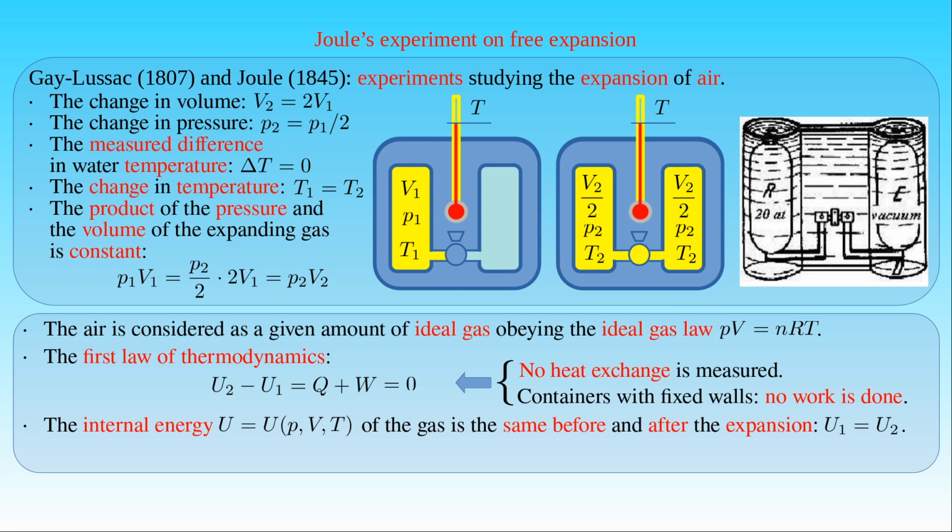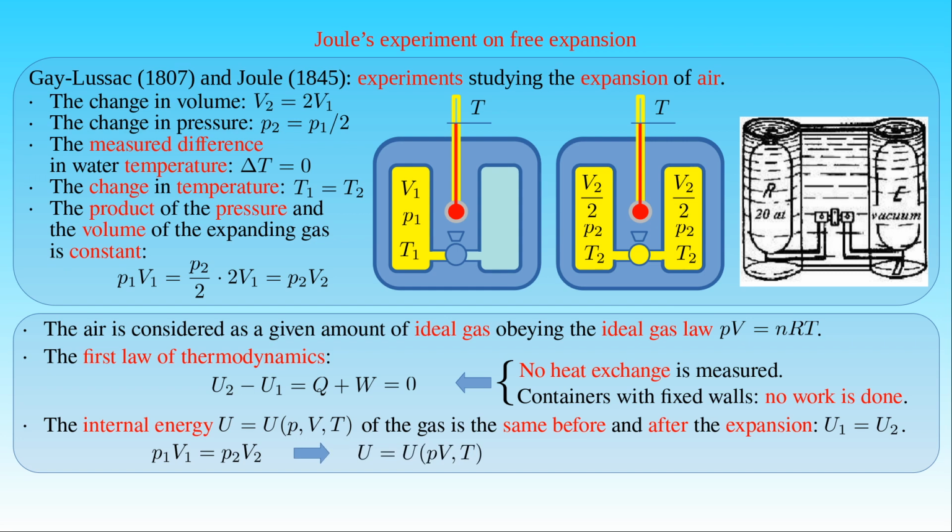In the experiment, Joule demonstrated that the temperature of the gas is the same before and after the free expansion, while it doubles its volume and halves its pressure. Since the internal energy U of the gas is the same in the initial and the final states of the experiment, it cannot depend on its pressure and volume. Only the product of the pressure and the volume is the same before and after the expansion, which would allow us to express the internal energy as a function of the pressure times the volume, and the temperature.